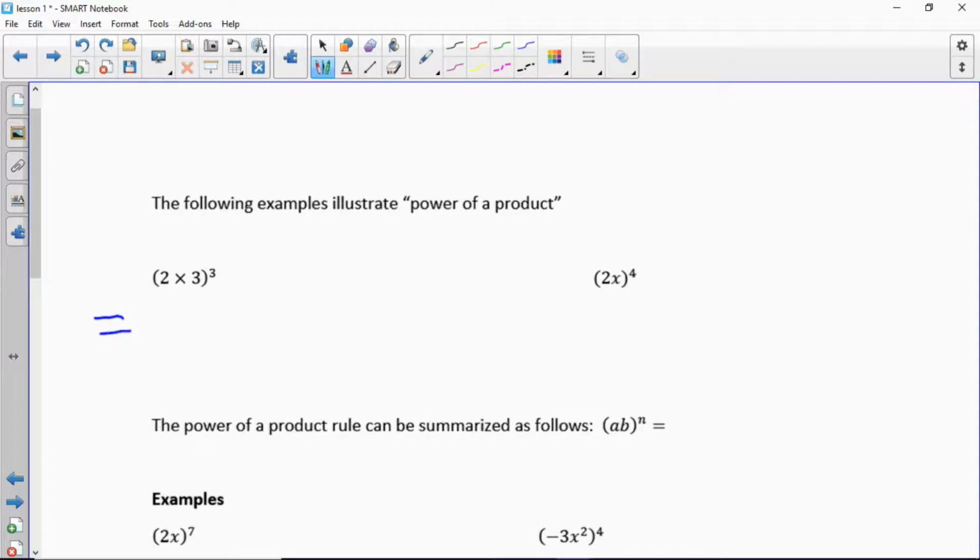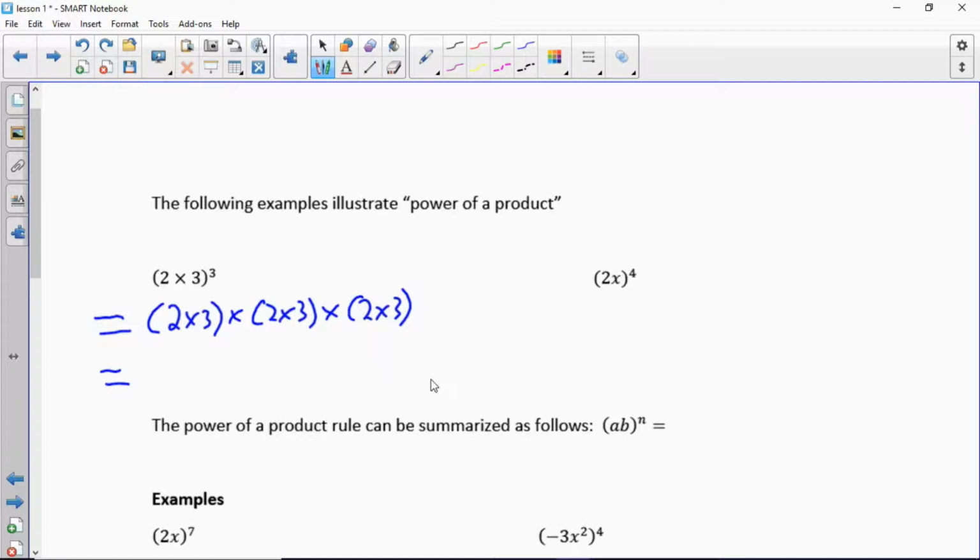When you cube something, that means you multiply by itself 3 times. So we could write this as 2 times 3 times 2 times 3 times 2 times 3. Now, the nice thing about multiplication is order of multiplication doesn't matter. When you're multiplying a whole bunch of things together, you can scramble up the order however you want. It won't make a difference.